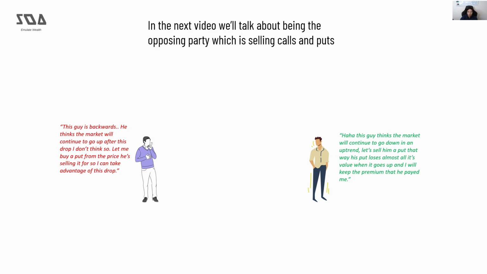And then this guy who's selling him that contract or that strike price is saying, haha, this guy thinks the market will continue to go down even though we're in an uptrend. Let's sell him a put at a lower strike from now, out of the money, so there's less probability it can get to in the money. That way his put loses almost all of its value when it goes up, and I will keep the premium he paid me. So you guys will be like, huh, very interesting. Well, I'll talk about that more in depth in the next video.